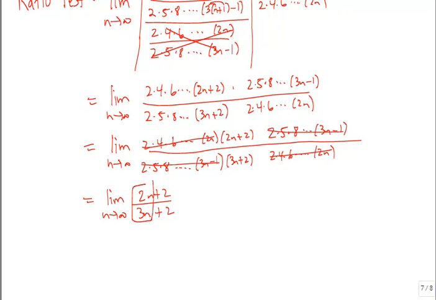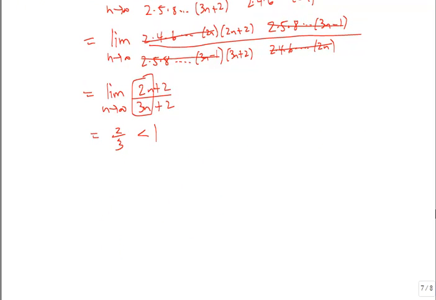These are dominated by those two n terms, which are going to go to 2/3 in the limit. And that is less than 1, which is good news because that means we converge by the ratio test. And it was an alternating series, so this converges absolutely.